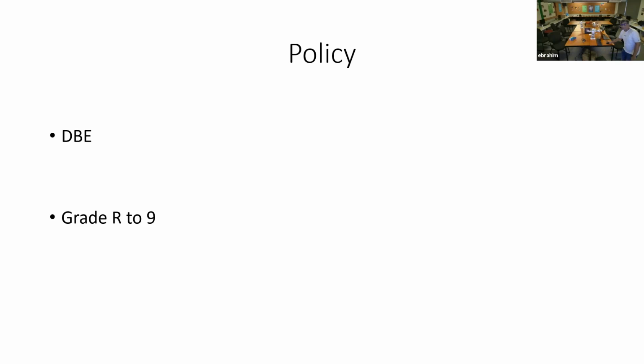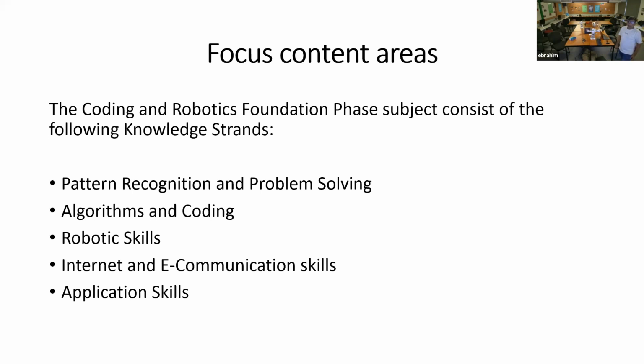So what does this entail? Here I'm referring to the policy document. Remember, this has been released for public comment already, and I think that closed on the 17th of April, if I'm not mistaken. So what are the focus content areas? Remember, this is going to be done right from grade R, the first year that a child goes to school, right until the time the child is going to leave school. So every year there is coding and robotics as part of the syllabus.